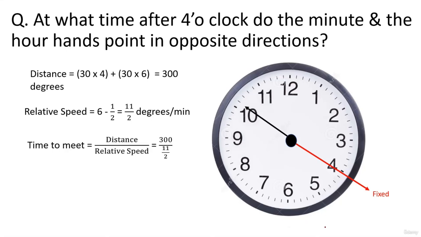So how much time will you take? 300 by 11 by 2. Okay, 600 by 11, 54, 6 by 11. So at what time will the two hands point in opposite directions? At 4:54, 6 by 11. That's the first time. Okay, so let's go on to the next question now.